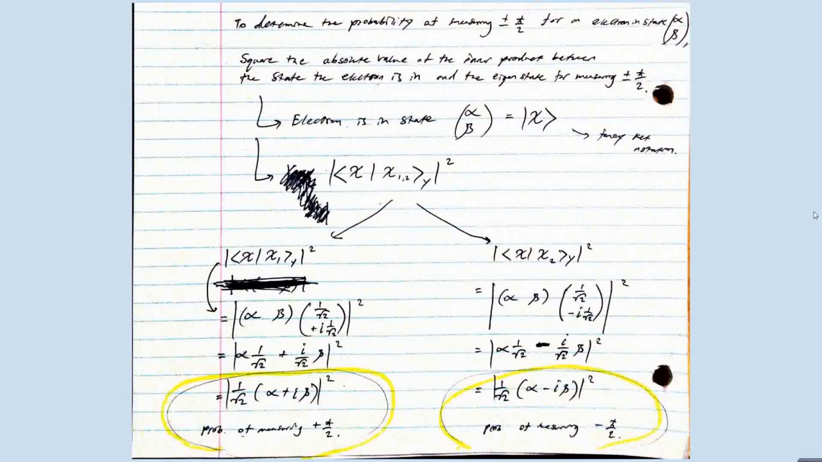So if we do that for each eigenstate, for h bar over 2 and minus h bar over 2, we get the following. The calculation on the left is the probability of measuring positive h bar over 2, and the calculation in the lower right is the probability of measuring minus h bar over 2. That's it.